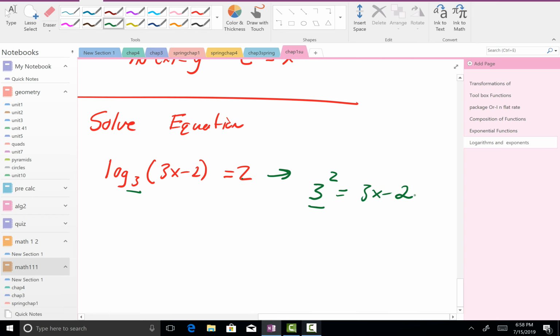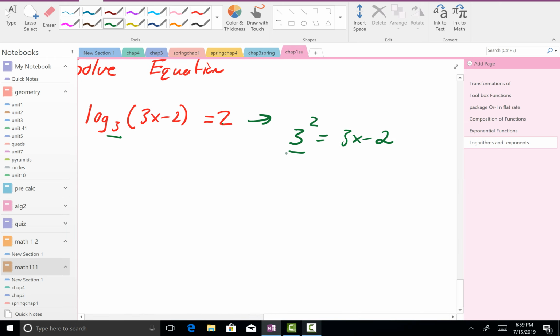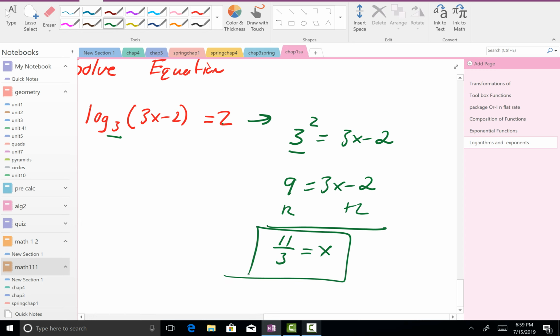Now I write it. So I'm using the definition, getting rid of the logarithm, and writing it as something I can deal with. Now I can do this because all I have is 3 to the second there. And this is just a simple little solving equation. And we're good. So using that definition made that complicated looking problem pretty simple. It wasn't that bad. We can do that on any of these things here.